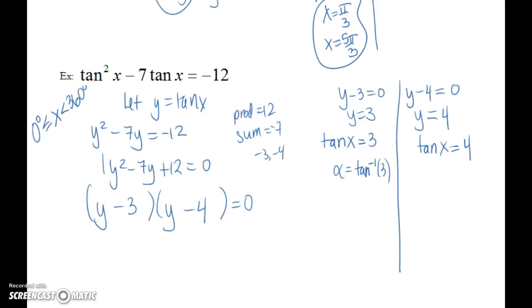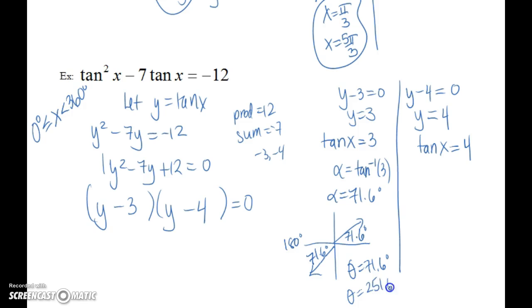So if we do inverse tangent of 3, making sure our mode is in degrees, we get 71.6 degrees. And that's our reference angle. 3 is positive, and tangent's positive in quadrants 1 and 3. So the quadrant 1 angle is 71.6 degrees. And the quadrant 3 angle is 71.6 degrees past 180. So adding to 180, our quadrant 3 angle is 251.6 degrees.